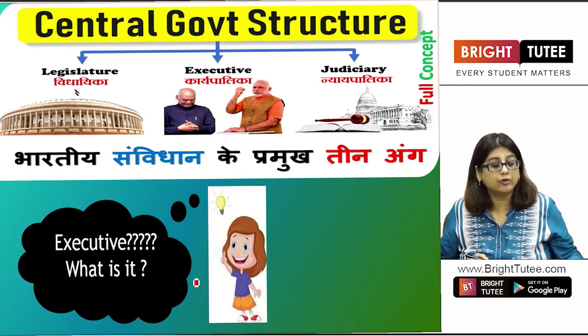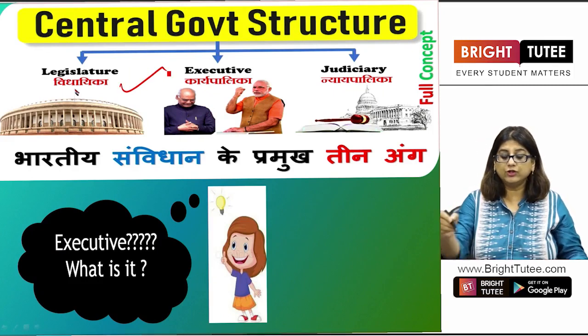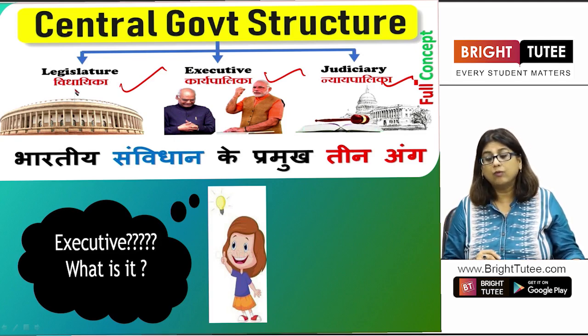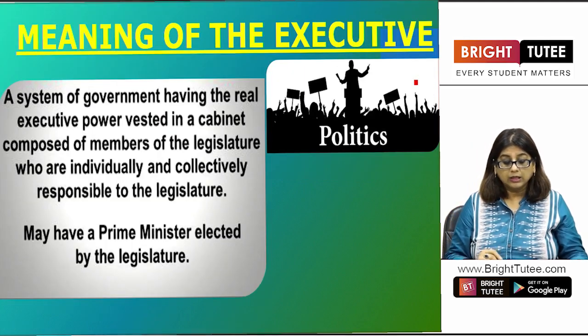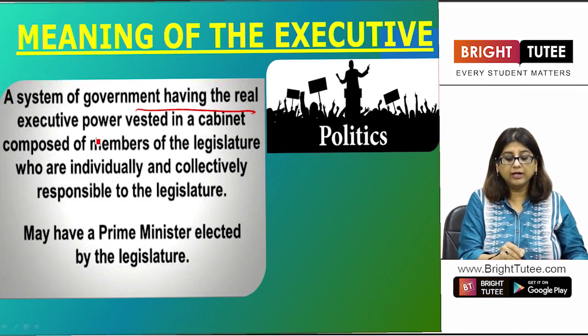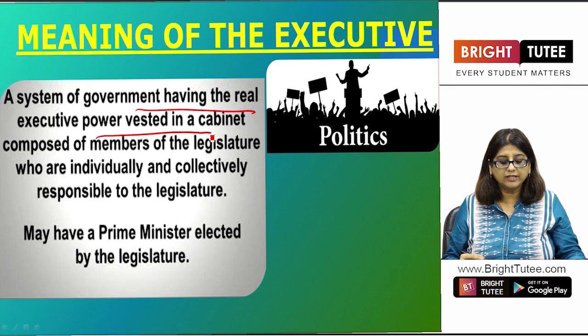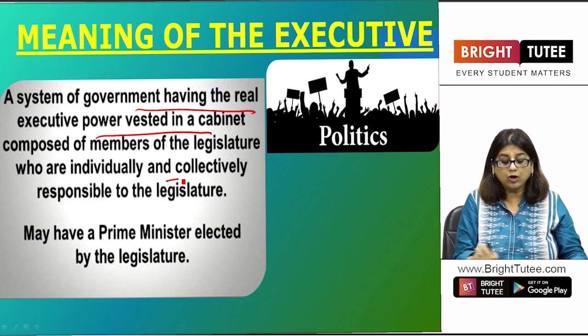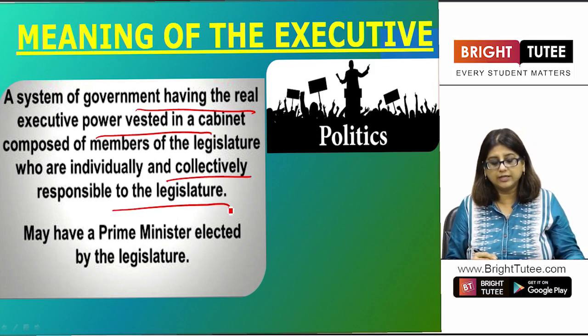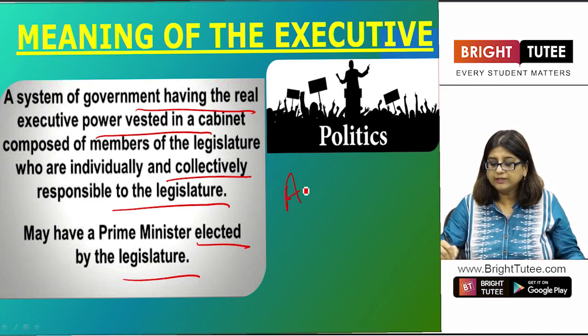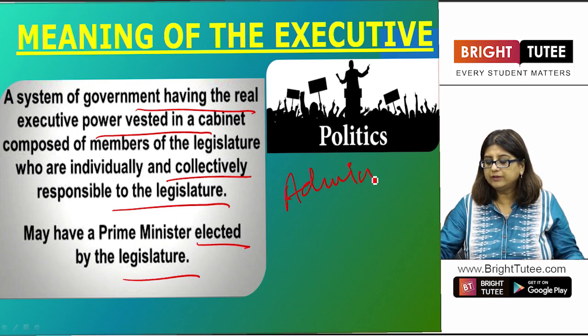Central Government Structure of India. That is your legislature, executive and judiciary. And executive, what exactly is it? A system of government having the real executive power vested in a cabinet composed of members of the legislature who are individually and collectively responsible to the legislature, may have a prime minister elected by the legislature. This is the actual administration.